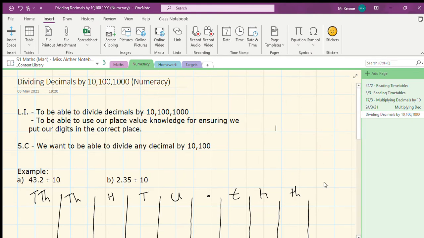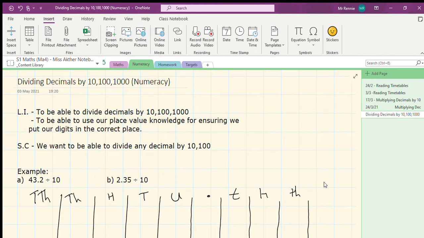Hi all, in today's video we're going to be looking at dividing decimals by 10, 100 or 1000. This is part of our numeracy course in S1. So our learning intention is to be able to divide decimals by 10, 100 and 1000. We want to be able to use our place value knowledge for ensuring we put our digits in the correct place. Okay, that's how we're going to be answering all of our questions today.